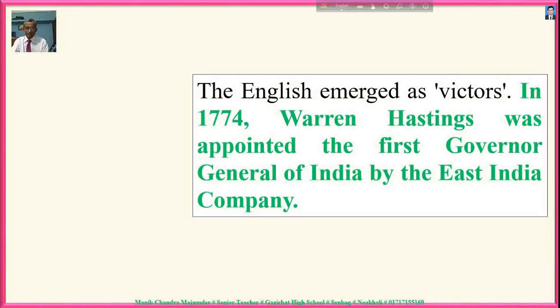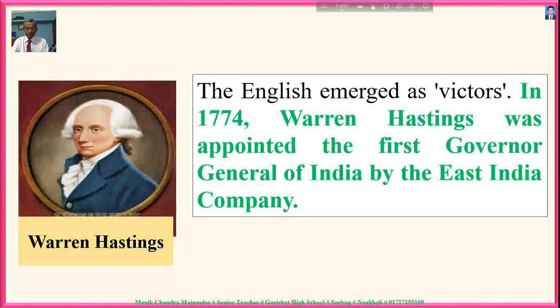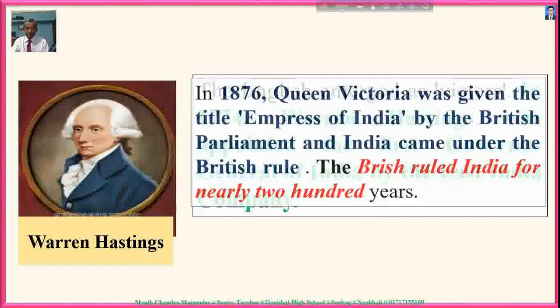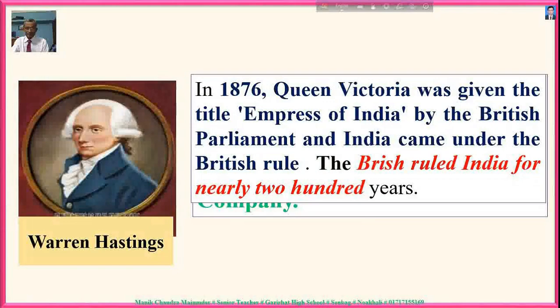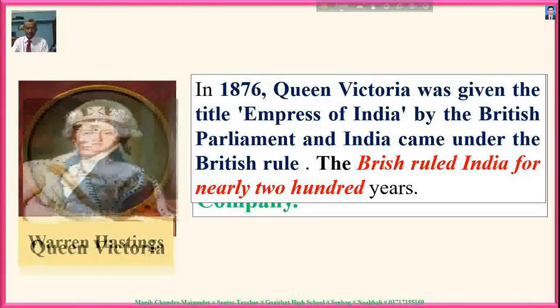From this era, we get the information that the English emerged as victors. In 1774, Warren Hastings was appointed the first Governor General of India by the East India Company. In 1876, Queen Victoria was given the title of Empress of India by the British Parliament and India came under British rule. The British ruled India for nearly 200 years.